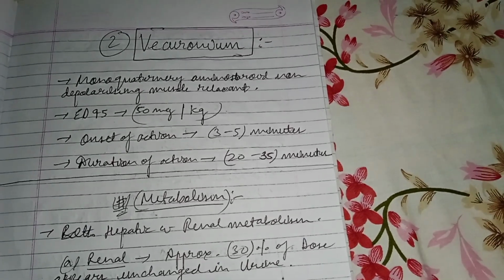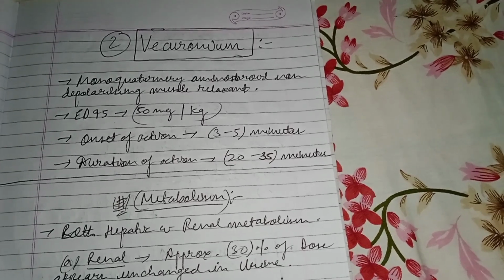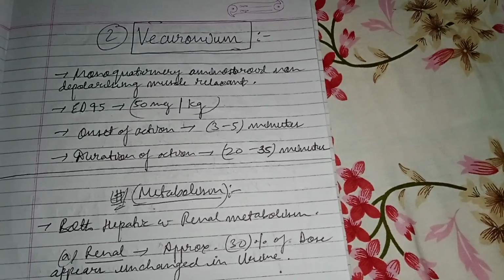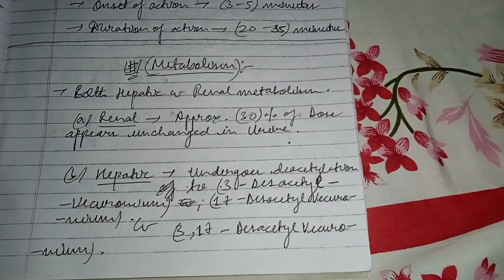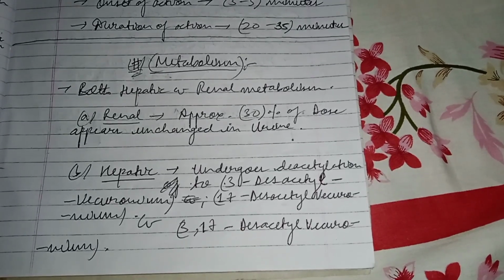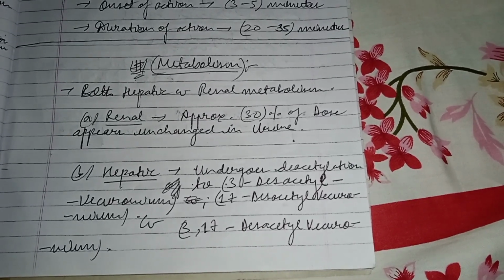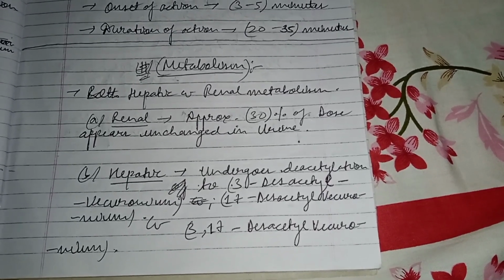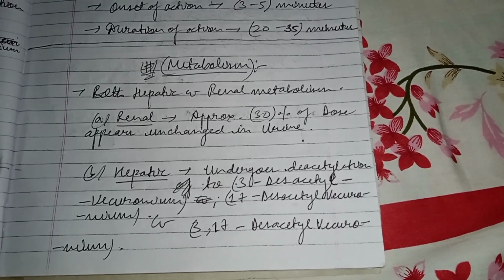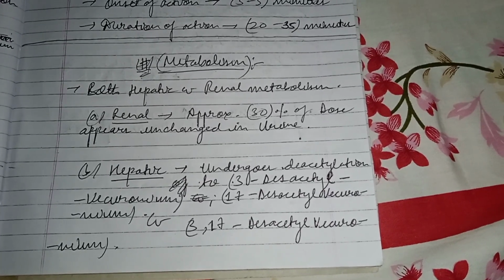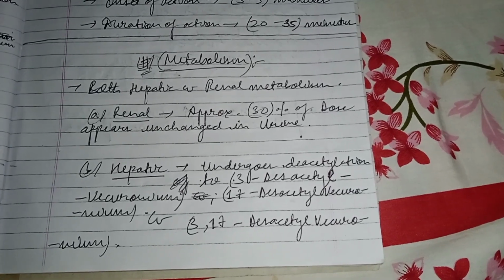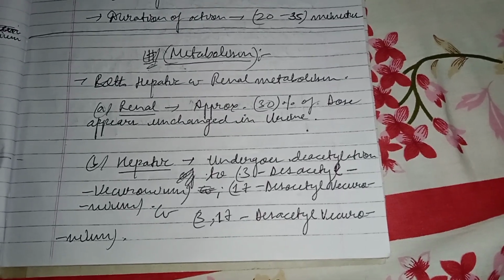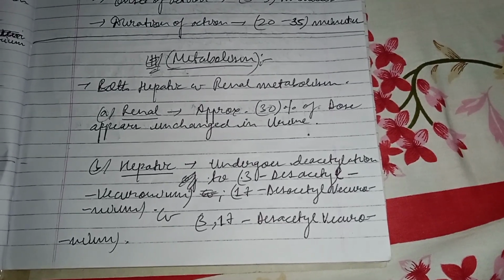The ED95 is about 50 mg per kg. The onset of action ranges between 3 to 5 minutes and the duration of action ranges between 20 to 35 minutes. Now let's look at the metabolism of VECURONIUM. The drug shows both hepatic and renal metabolism. In renal metabolism, approximately 30% of the dose appears unchanged in urine, and in hepatic metabolism, it undergoes deacetylation to form 3-desacetyl vecuronium, 17-desacetyl vecuronium and 3,17 desacetyl vecuronium.